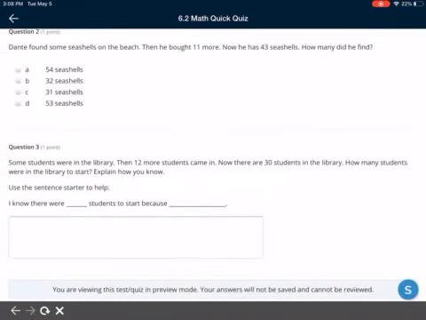Then number 3, some students were in the library. Then 12 more students came in. Now there are 30 students in the library. How many students were in the library to start? How do you know? It's a really similar question to number 2. You're going to use the sentence starter here, though: I know there were blank students to start because why? So really, I want to know how you knew.